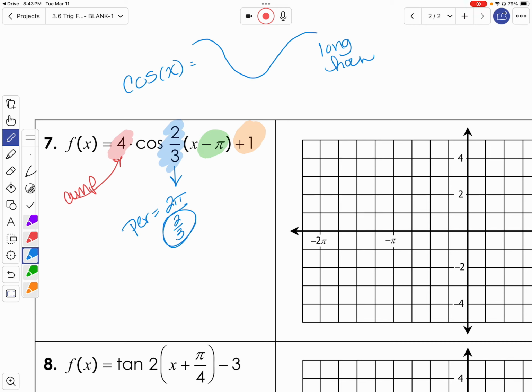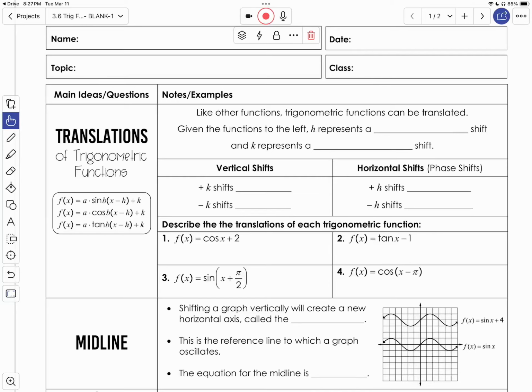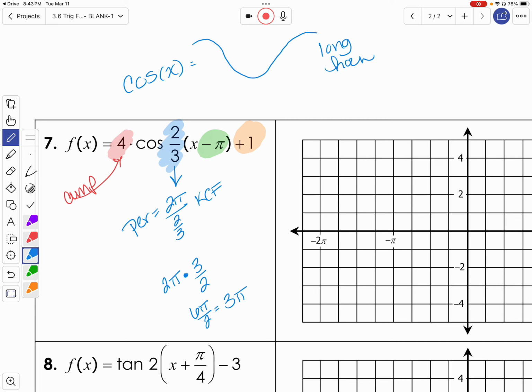And I noticed that I'm dividing by a fraction. So when you were in elementary school, we learned keep, change, flip allows us to divide by fractions. So you keep the first thing, 2 pi, change division to multiplication, and flip your fraction. So 3/2. This gives me 6 pi over 2, which is equal to just 3 pi. So from the left side to the right side of my Texas Longhorn will be 3 pi units.